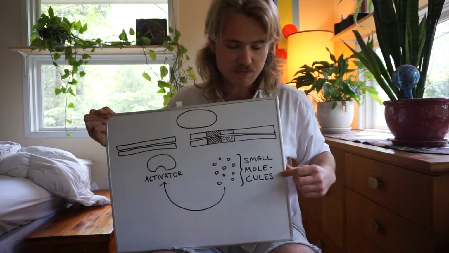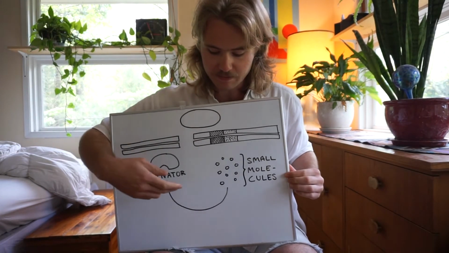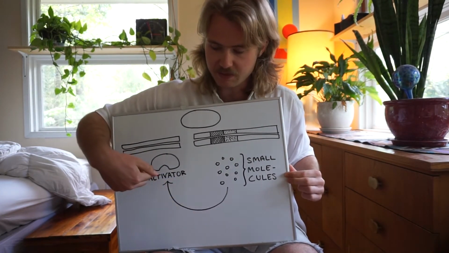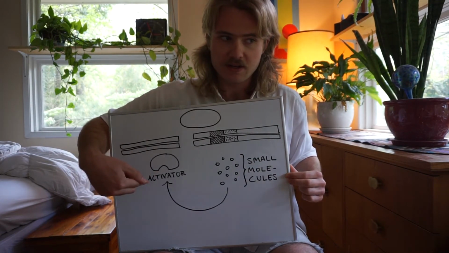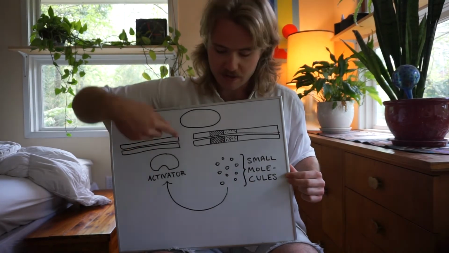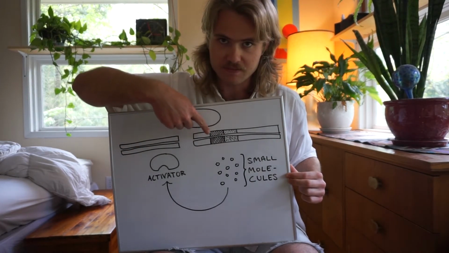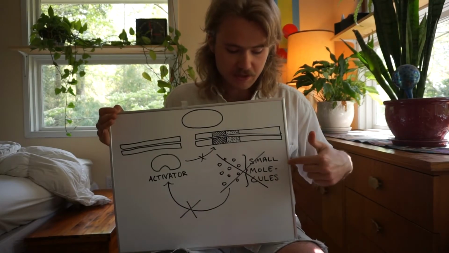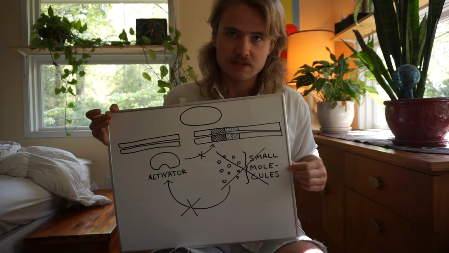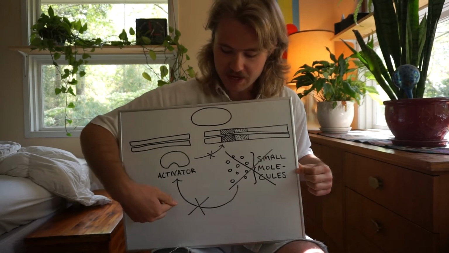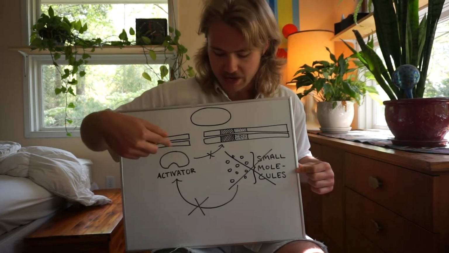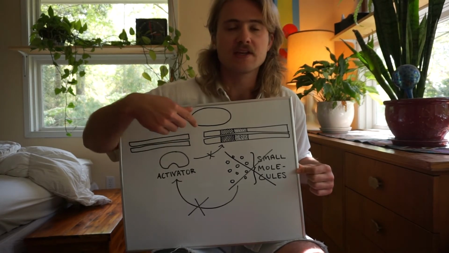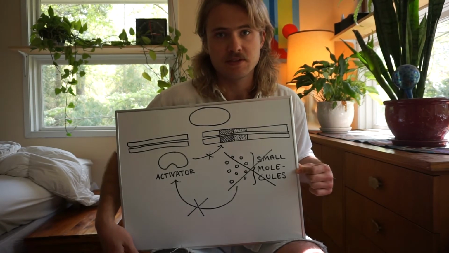So as long as these small molecules are present in the system and able to bind, the activator can be turned on and then bind to the promoter and turn on transcription. However, if these small molecules are not present, then they cannot bind, the activator remains inactive and cannot bind to the regulatory region, and transcription remains off.